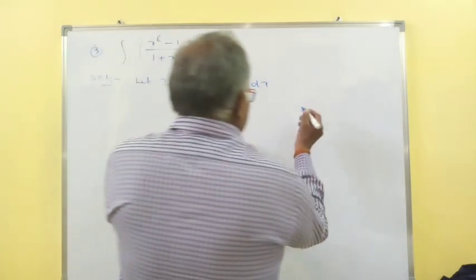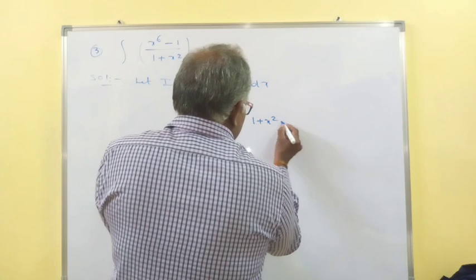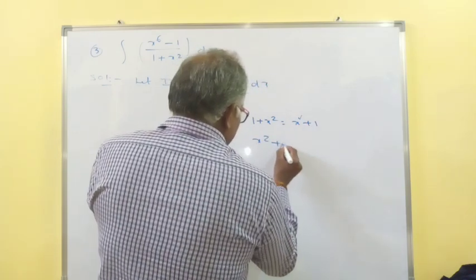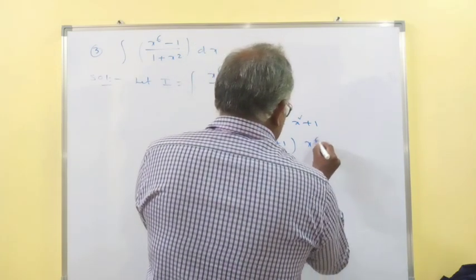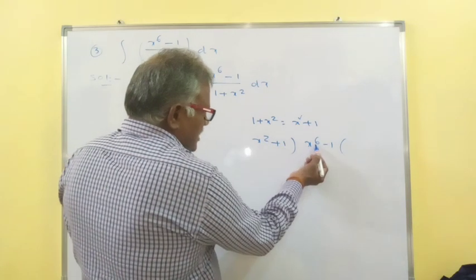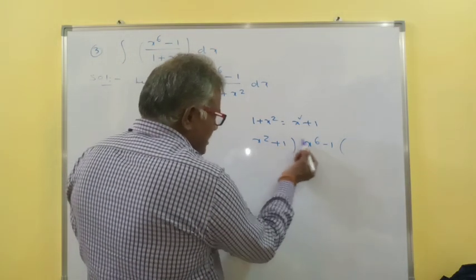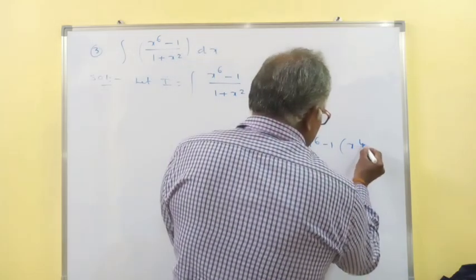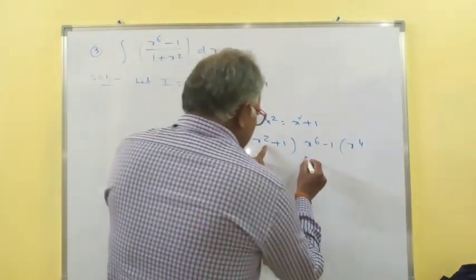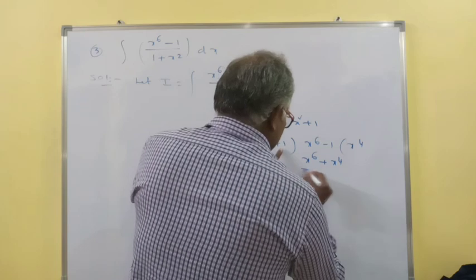So here I have to write 1 plus x square, you can write x square plus 1, no problem. So I can divide x power 6 minus 1 with x square plus 1. So to obtain x power 6, here x square is there. So to obtain x power 6, what you have to do? You have to multiply with x power 4. So x power 4 into x square gives us x power 6. x power 4 into 1 gives us x power 4.